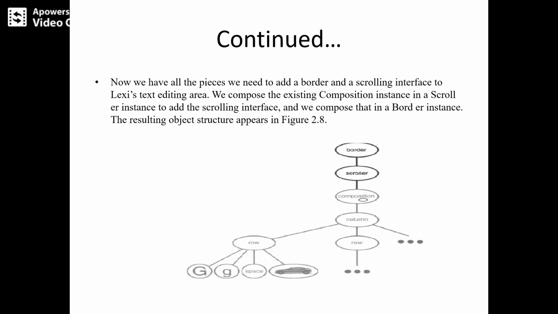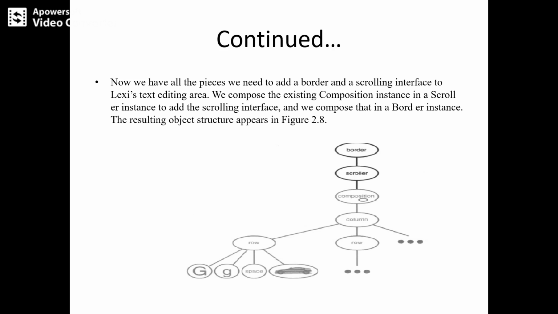We have to compose a border around a particular instance, and the resulting object structure we'll see in this diagrammatic representation. So this is the diagrammatic representation of the embellished object structure. Here we have embellished two things: one is the border, another is the scroller. And this was there in the previous composition, the main composition, the compositor main classes.